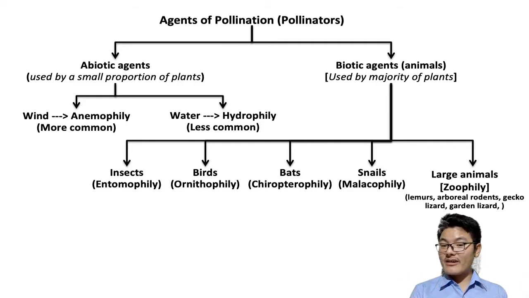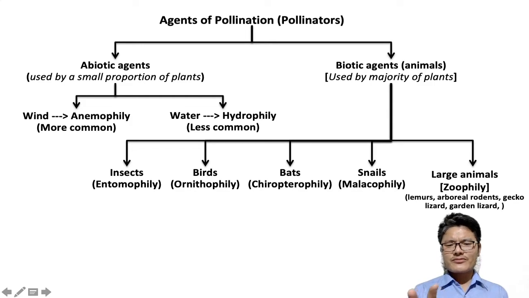In case of biotic agents of pollination, we have insects, birds, bats, snails, and other animals, which include lemurs, arboreal rodents. Rodent here refers to the rat family, animals which are included in the rat family. So some rats which are dwelling or surviving on trees are called arboreal rodents. We have gecko lizards and garden lizards.